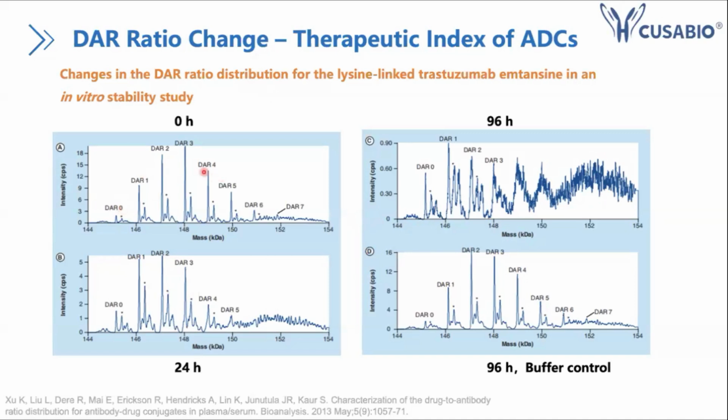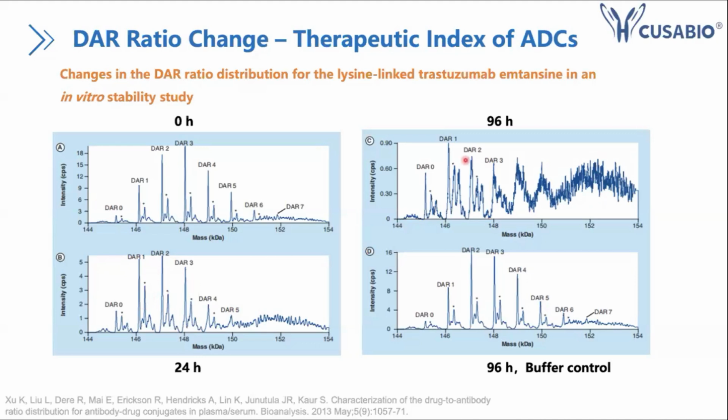8. At 0 hours, this is a typical distribution of the DAR. You see that you have different species here from 0 to 8, right? And then after 24 hours, you can clearly see that drug deconjugation happens, and the higher DAR species, especially DAR 6 and 7, disappeared and transformed into the low DAR species.